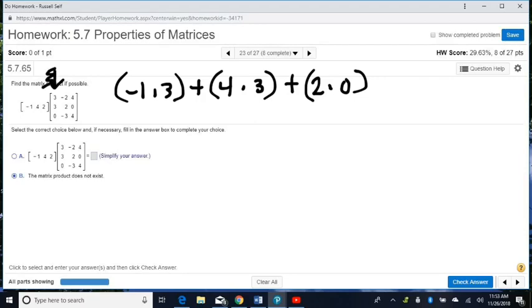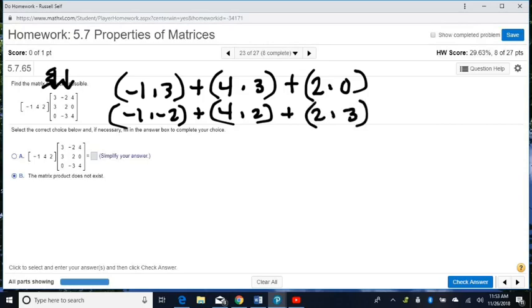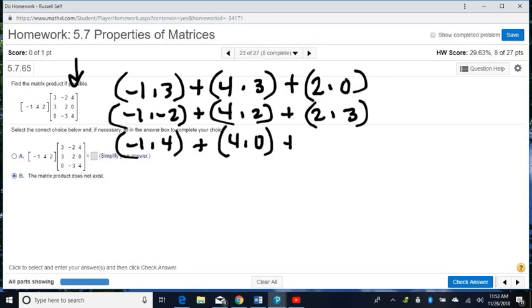Now, done with that one, let's use the second one. So it's -1 times -2 plus 4 times 2 plus 2 times -3. Alright, just using that second column. And now finally, we'll use the third column. -1 times 4 plus 4 times 0 plus 2 times 4.